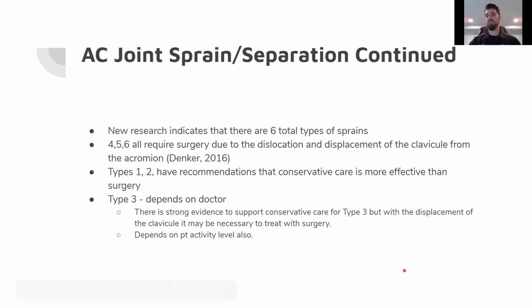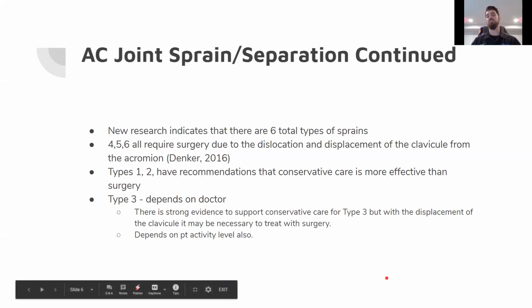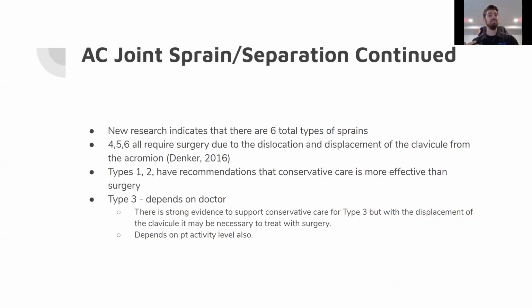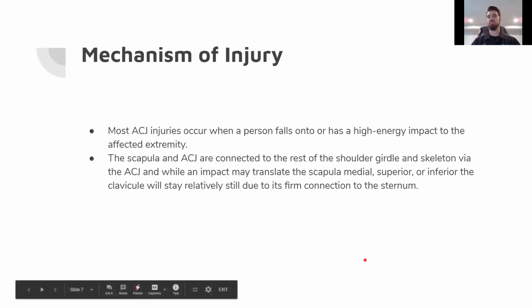And then again, it also depends on the patient's activity level. If you're a grade 3 and you're not that high level of an athlete or don't have that high level of activity, conservative management is probably going to be more beneficial than if you're a Division I pitcher who fell and hurt their shoulder. Grade 3, it's definitely going to require surgery to fix and then get back onto the field.